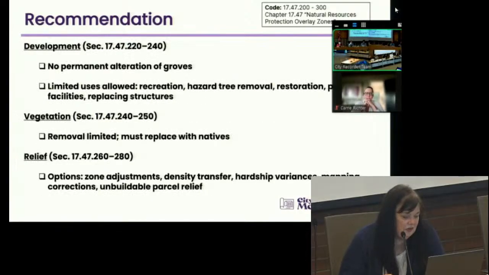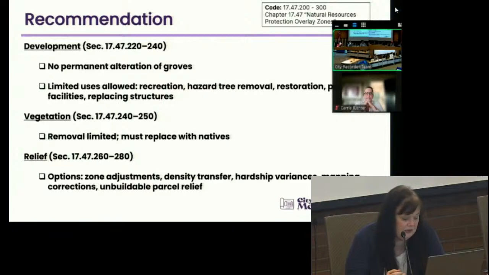When development occurs, the recommendation is that there's no actual permanent alteration of the groves. You'll see this in there, and then that there's limited uses that are allowed because of that. So within the tree grove itself, the uses allowed are recreation, pathways, hazard tree removal, those types of things, but not clear cutting for development, if you want to think of it that way.